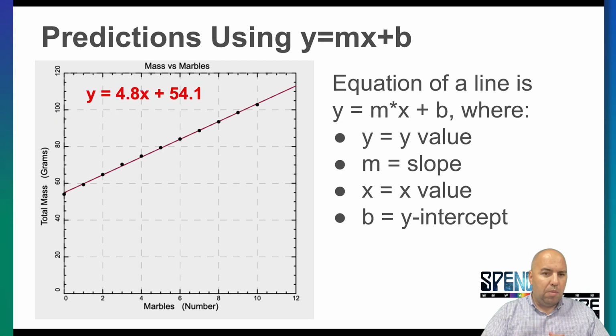Something else we want to be able to do is make some calculations. Now, I want you to think back to your math classes when you talked about the equation of a line. This example that we used is pretty basic. We know from our math classes that if you have a straight line, the equation for that line is y equals mx plus b. The y is the y value, the m is the slope, the x is the x value, and the b is what's called the y-intercept.